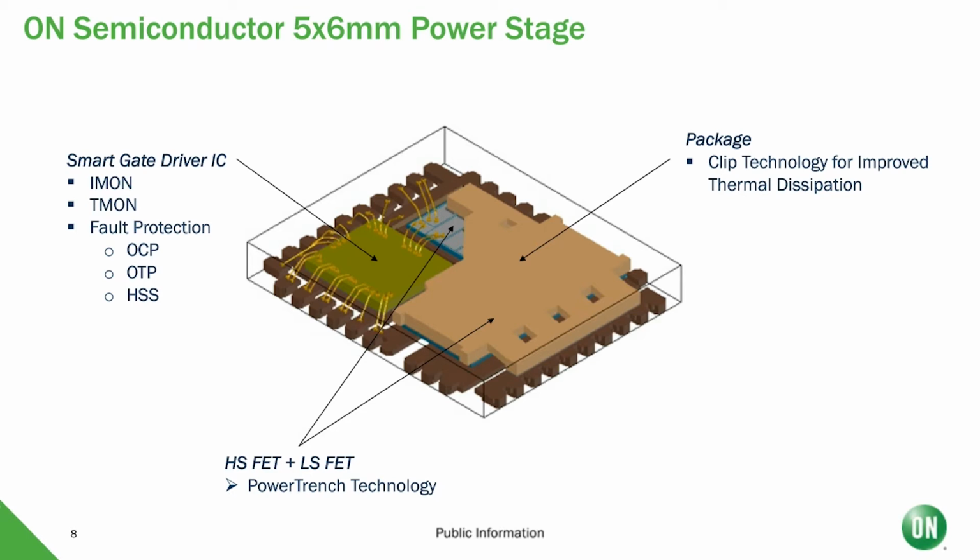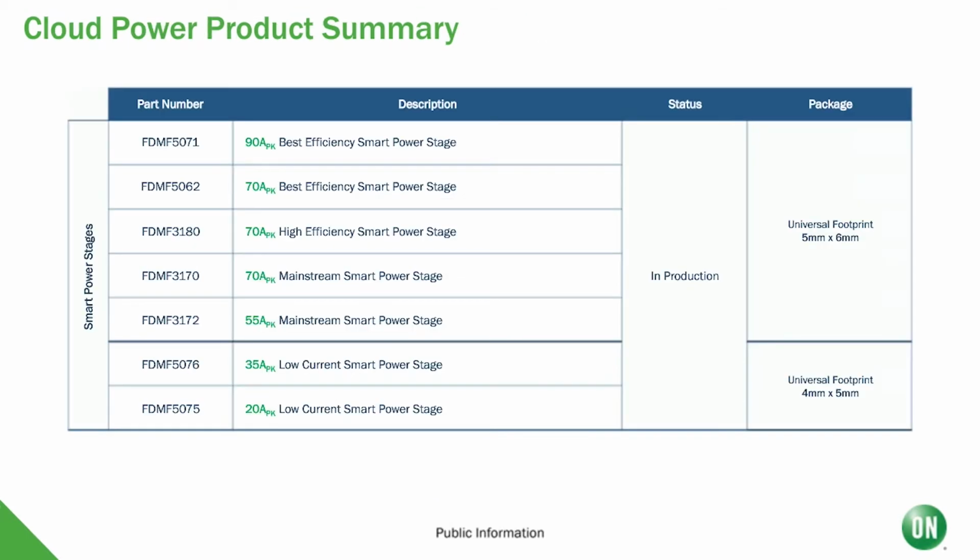Okay, here I am showing a product portfolio that the Cloud Power Group offers. So we mainly have a 5x6 package and also a 4x5 package that's aiming for lower current. So you can see that the current basically goes up as we move up. The 5075 and the 5076 are both in a 4x5 package.